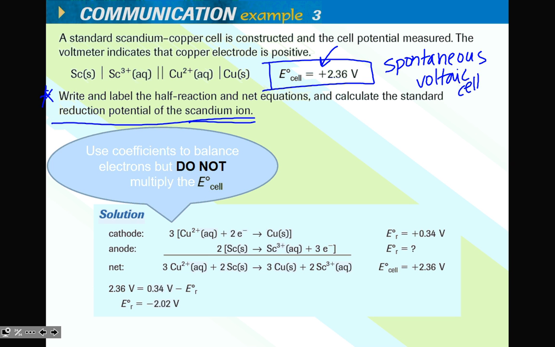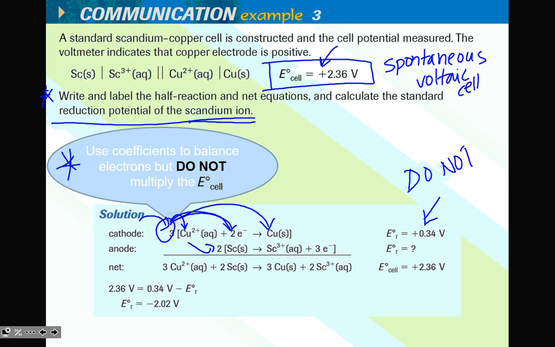Something that's really important, remember, we need to use these coefficients to balance our equation. But just because I'm multiplying by 3 all of this, like a distributive property, we do not multiply the potential by 3. Do not multiply by the coefficient.